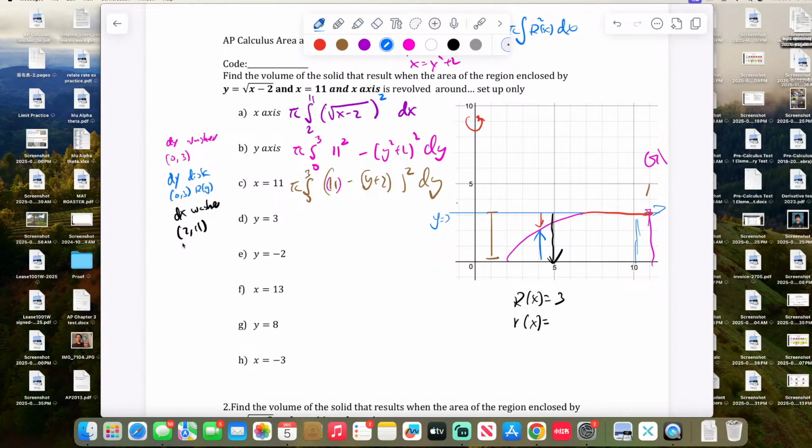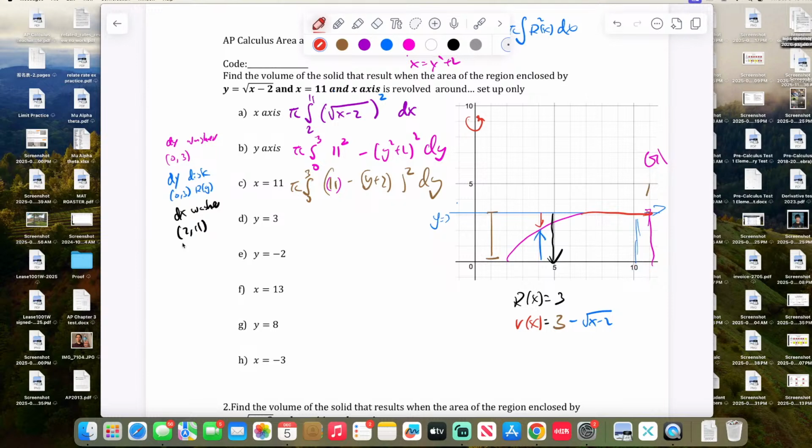So this one's gonna be 3 minus, so I should color code this. This is 3 minus the function, which is square root of x minus 2. So hopefully you see that this one is equal to red. Does that help you? I color coded for you. You see it? Yes. Okay, good.